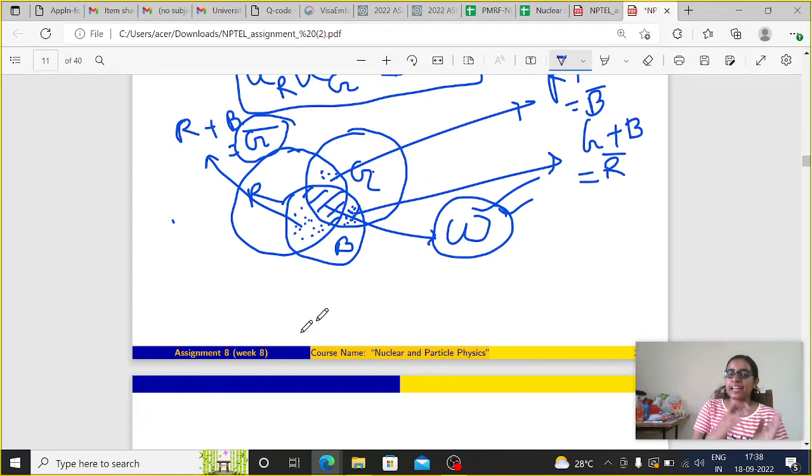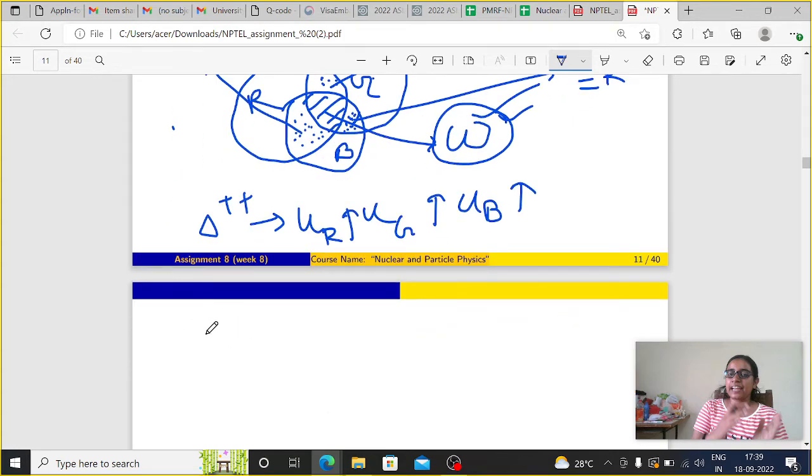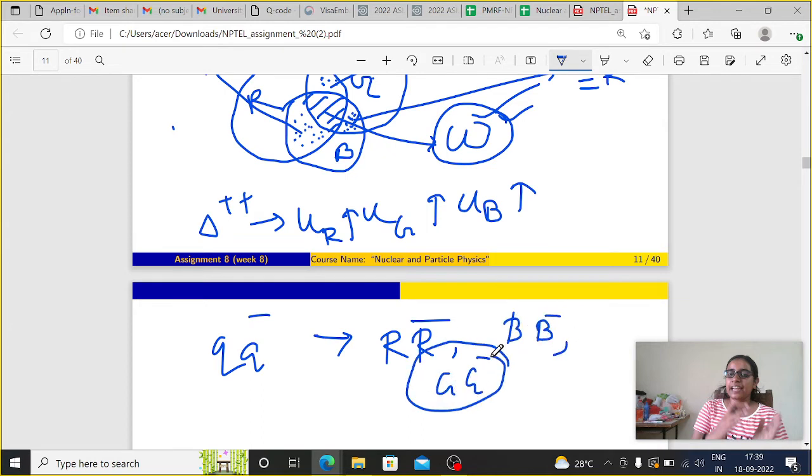Okay, so if I write here the delta plus plus configuration now, then it will be R, G, B. Now if I want to say any meson, let's say the Q Q bar configuration, then obviously it should be colorless. That means R R bar, B B bar, G G bar, something like that will be there.